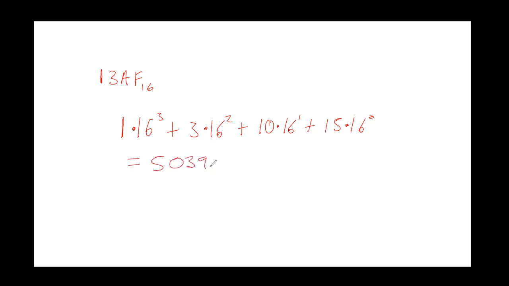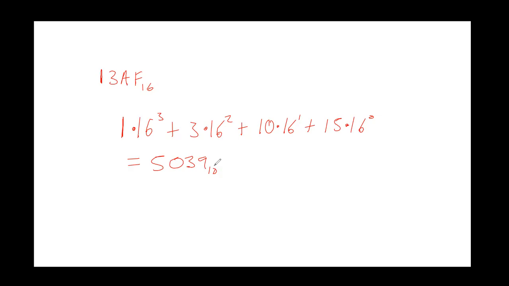Again, we have the same concept here. Here we have 1 times 16 to the 3 plus 3 times 16 to the 2 plus A, which is 10, times 16 to the 1 plus F, which is 15, times 16 to the 0. I think when all is said and done, this is going to be 5,039.